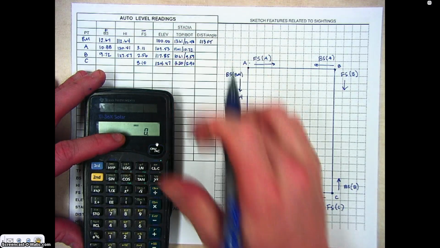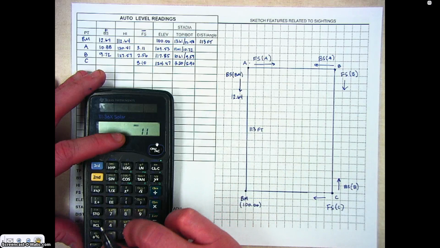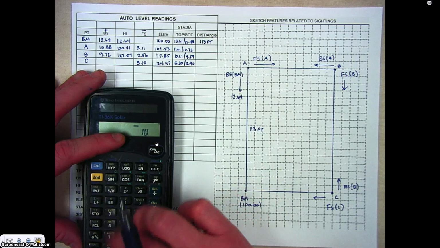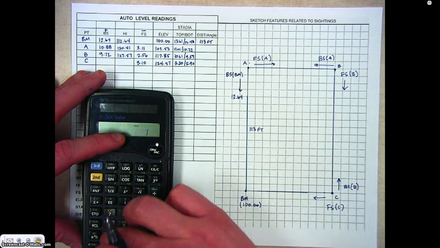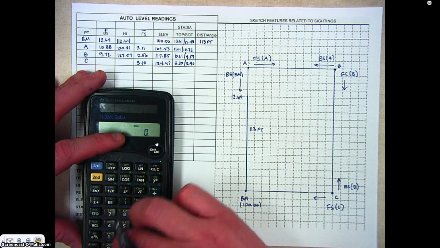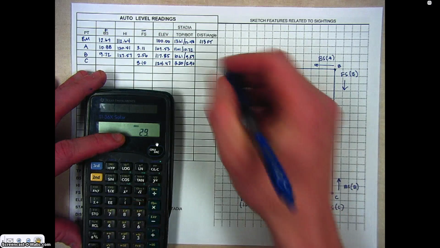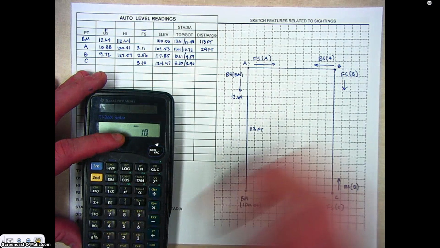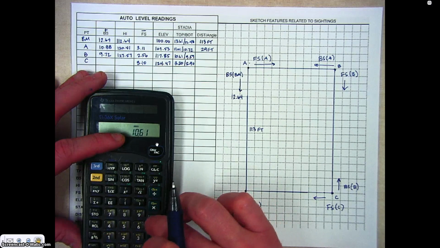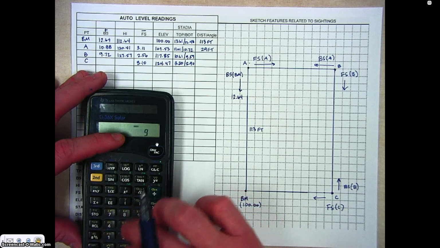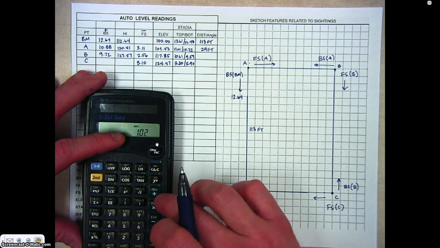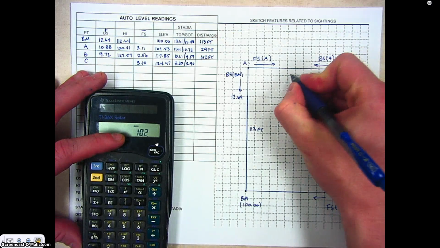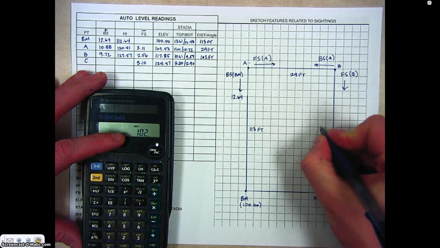Do the same thing for between point A and B, 11.01 minus 10.72 times 100. And I get 29 feet. 10.61 for B and C now, minus 9.59 times 100, 102 feet. So this one was 29 feet. This one's 102 feet.